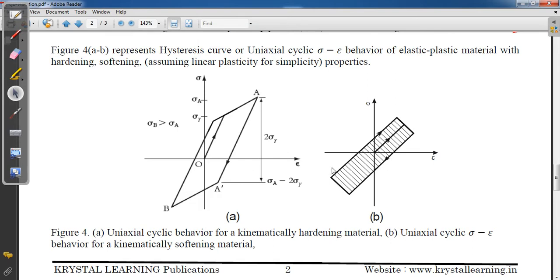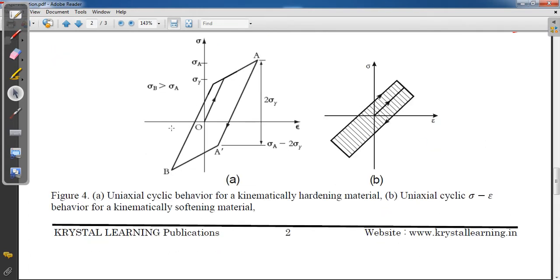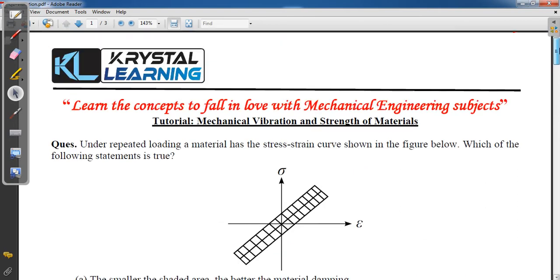So if I frame the question, this hysteresis loop or stress strain diagram is for strain hardened material, elastic plastic material, or strain softened material? It will be strain softened material, which was asked in the question. So this way the question can be framed. So we have seen what type of question can come from this graph.